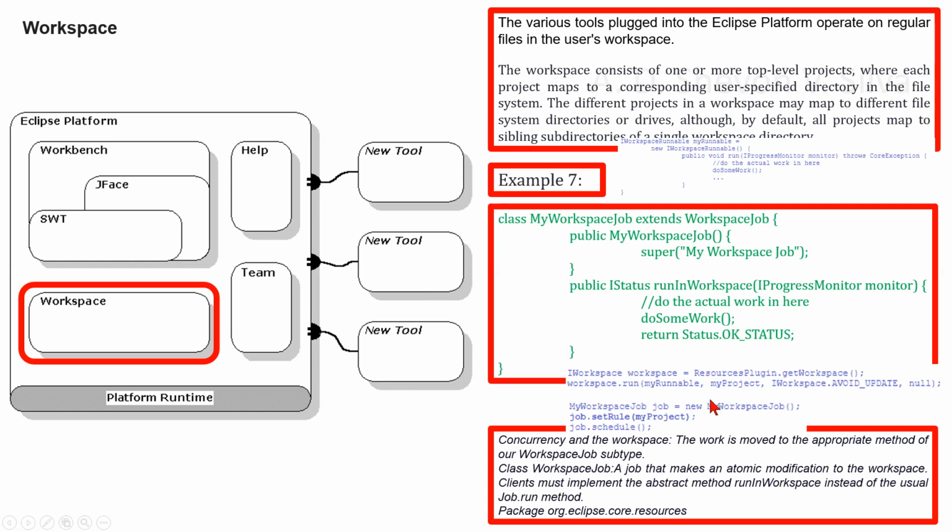The platform job manager will run it according to its priority, other jobs in the queue, and the scheduling rules. Note that we must attach the scheduling rule to the job in order to prevent simultaneous modification of my project.